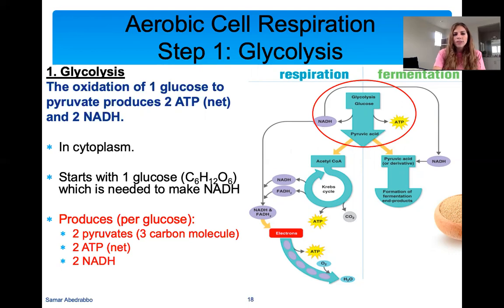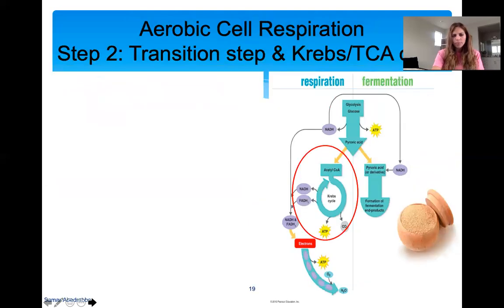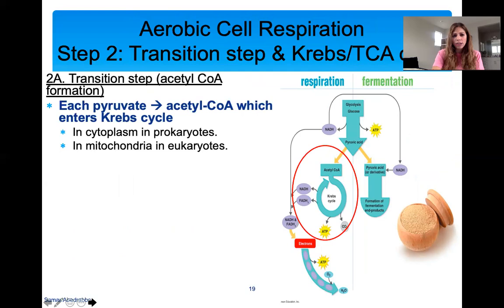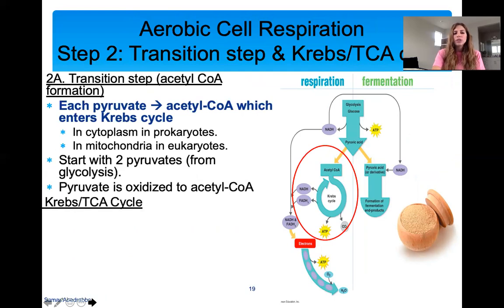The next step after glycolysis is the transition step. So we take our pyruvate that we created, our 2 pyruvate, and they get converted to acetyl-CoA, and then acetyl-CoA enters the Krebs cycle. So step 2 after glycolysis, which is step 1, is the transition step. Each pyruvate gets converted to a molecule called acetyl-CoA. Acetyl-CoA enters the Krebs cycle.